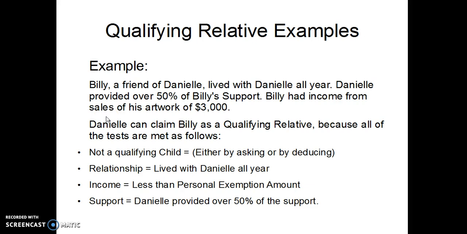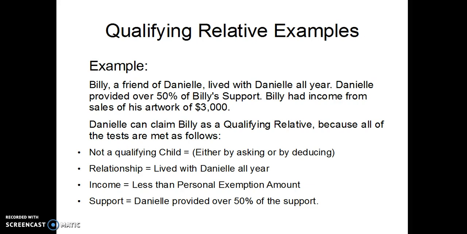Here's another example that we'll just take a quick look at to kind of tie it all together. Billy, a friend of Danielle, lived with Danielle all year. Danielle provided over 50% of Billy's support. That is important. Billy had income from sales of his artwork of $3,000. Now, looking at these facts, we should come to the conclusion that Danielle can claim Billy as a qualifying relative because all of the tests are met as follows.